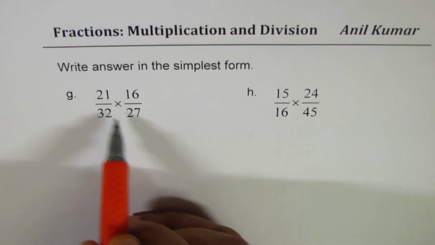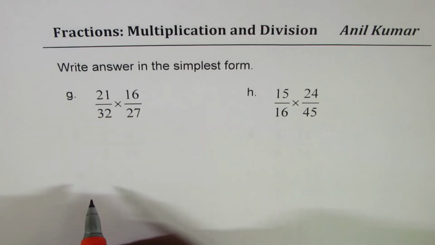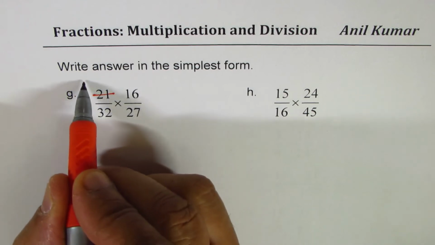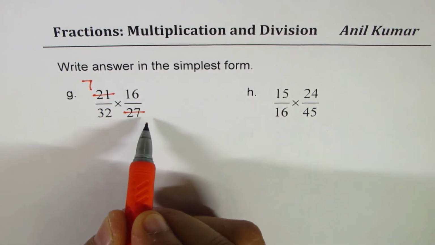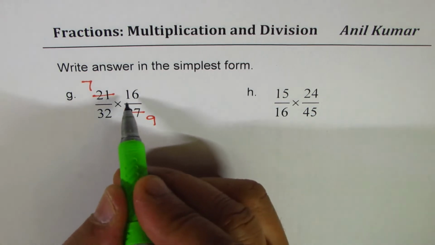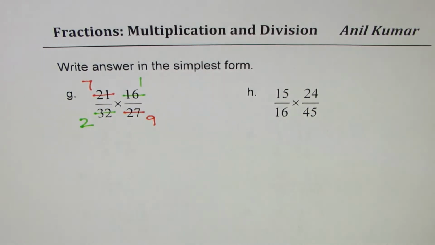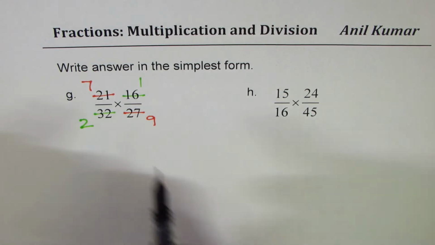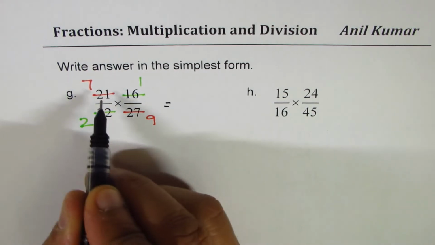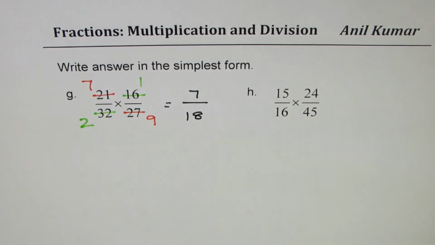21 and 27. Do you think something is common? If I add 2 and 1, I get 3. 2 plus 7 is 9. So both can be divided by 3. Dividing by 3, I get 7 here. And dividing by 3, I get 3 times 9 as 27. Okay. How about 16 and 32? Well, 32 is twice 16. So we could just go like this, 1 times 2. Do we have anything else common? I don't think so. So now what we can do is we can straight away write down our answer. 7 times 1 is 7. 9 times 2 is 18. So that is the answer.